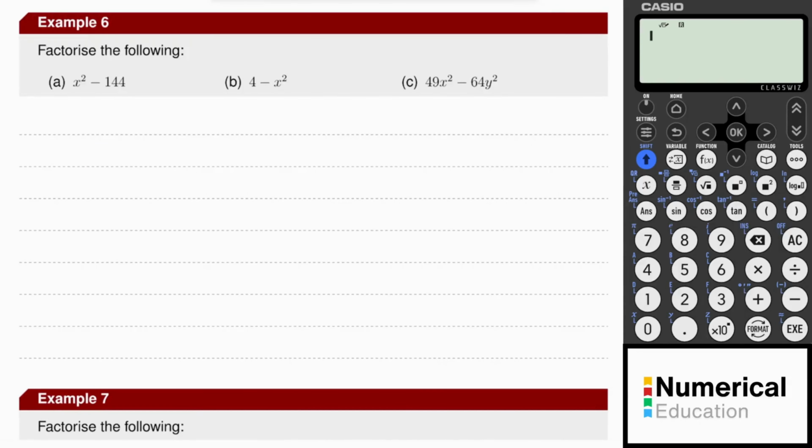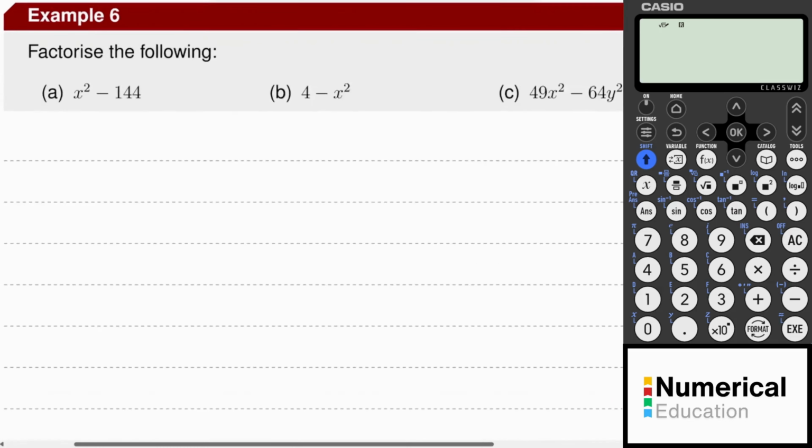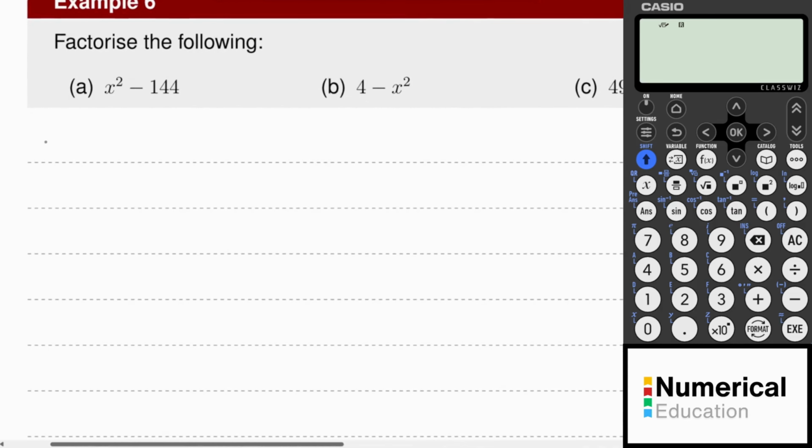So moving on from the previous example where we were looking at factorization, we're going to move on to example 6 where we're going to be using the difference of two squares as a factorization technique. So for 6a, for part A, we have x squared minus 144.